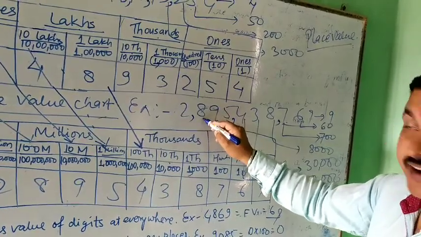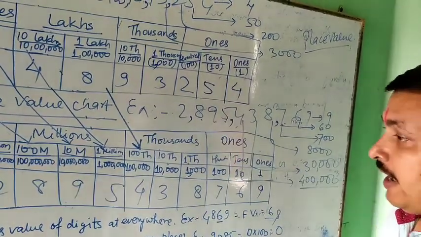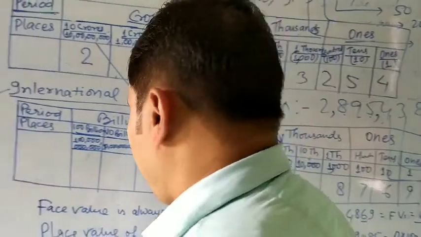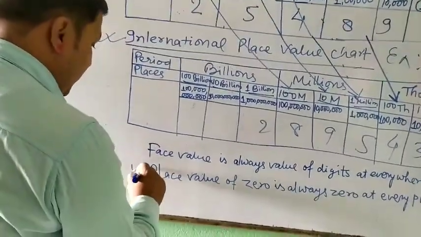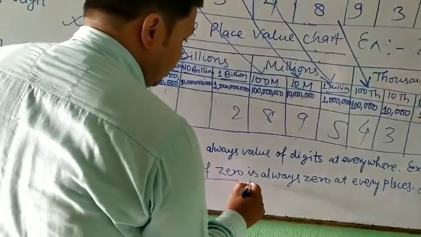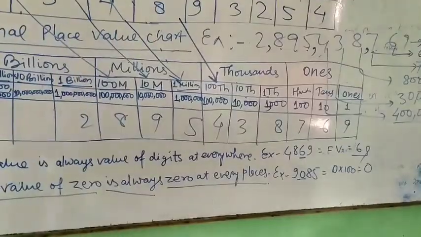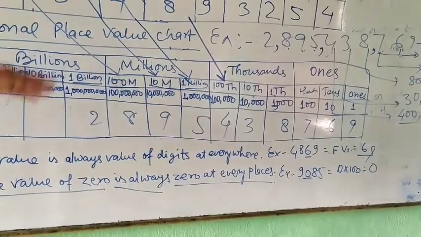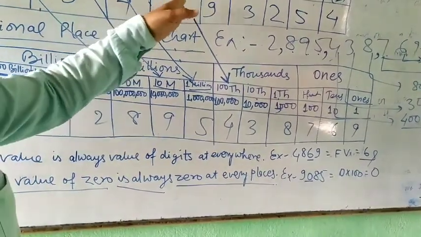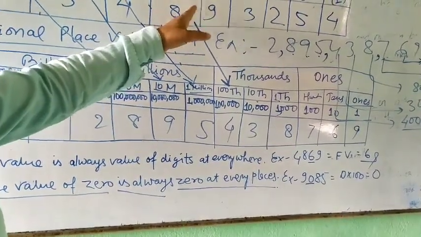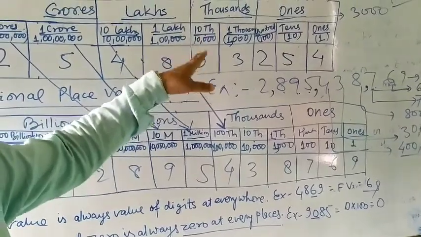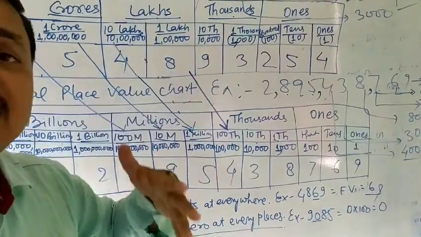One more important thing is that the place value of 0 is always 0 at every place. When we put 0 at any place, like the 10,000s or lakhs, the place value of the 0 is always 0.